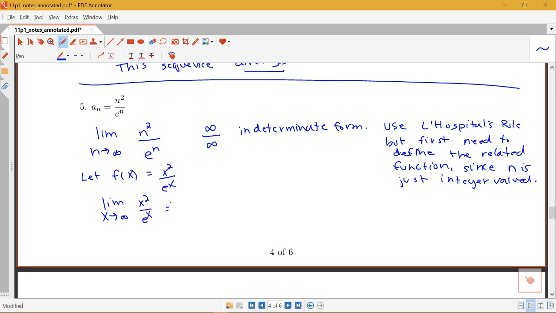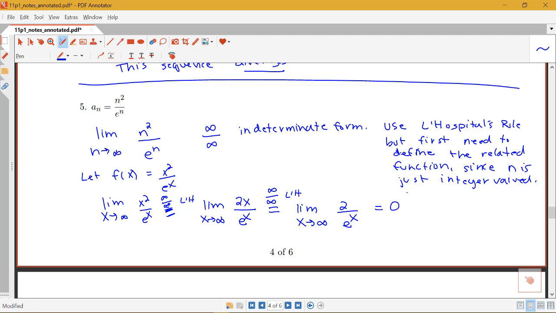We know that that's infinity over infinity, so we're going to apply L'Hopital's rule to this. That means I'm going to have the limit as x goes to infinity of the derivative of x squared over the derivative of e to the x. We notice that we get infinity over infinity again, so we're able to apply L'Hopital's rule a second time. So I'm going to have my limit as x goes to infinity of 2 over e to the x, which we see comes out to 0.